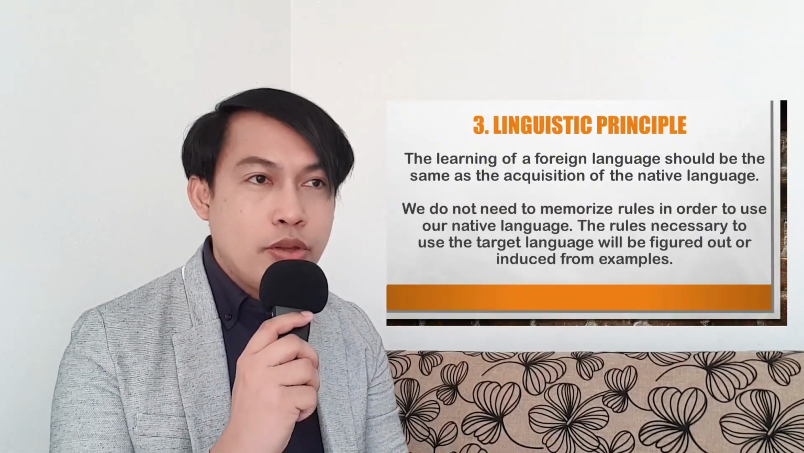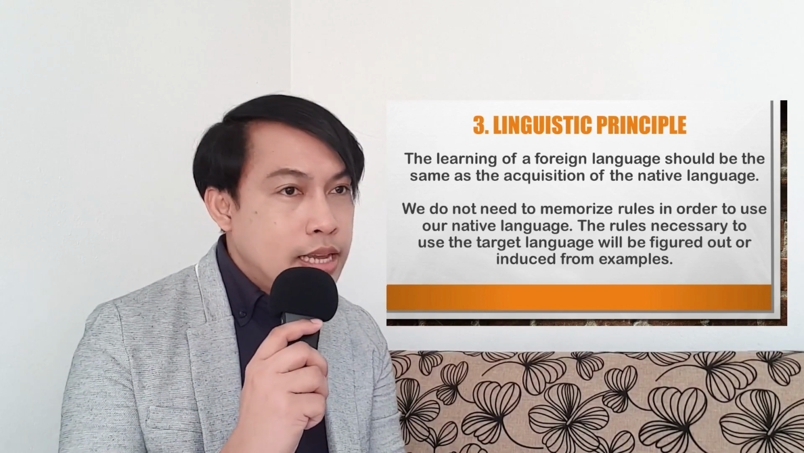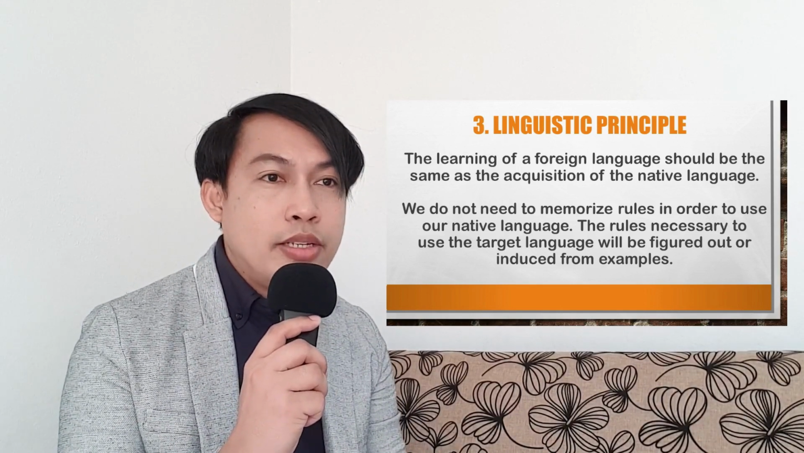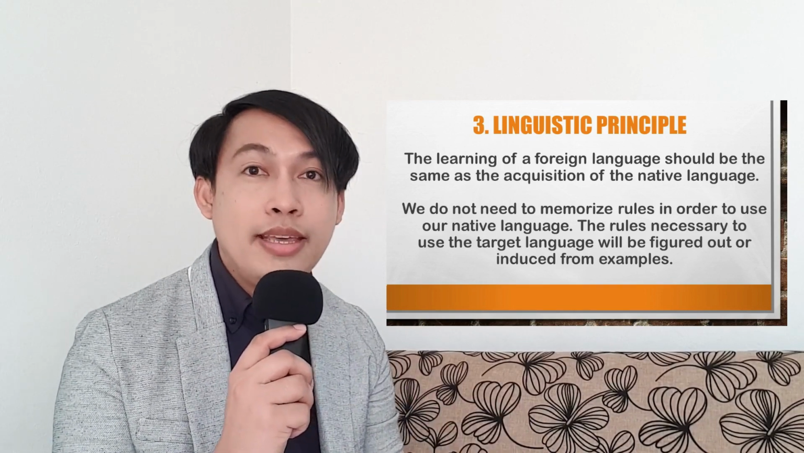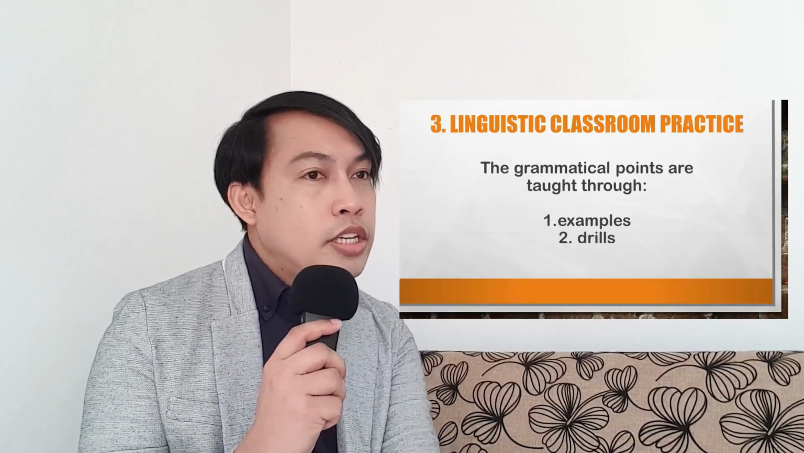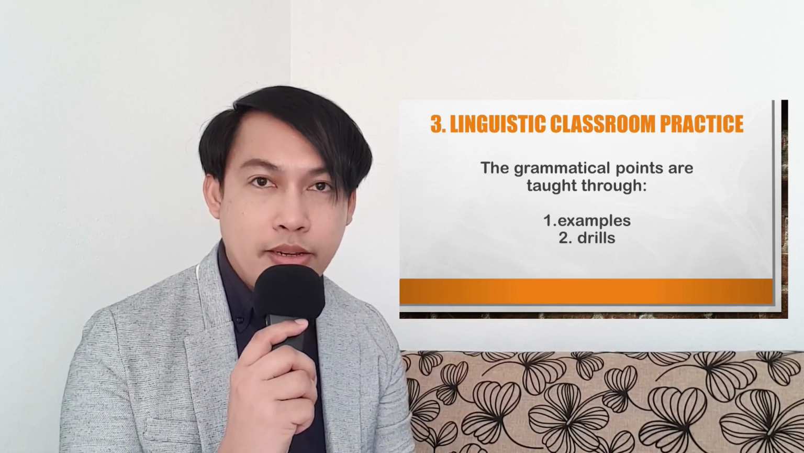At other times, the teacher corrects mispronunciation by modeling the proper sounds in the target language. Next principle is about the basic thing. When we teach grammar or the sentence structure to our students, the learning of a foreign language should be the same as the acquisition of the native language. We do not need to memorize rules in order to use our native language. The rules necessary to use the target language will be figured out or induced from examples. Here, in our classroom practice, we need to teach the grammatical points through examples and drills.